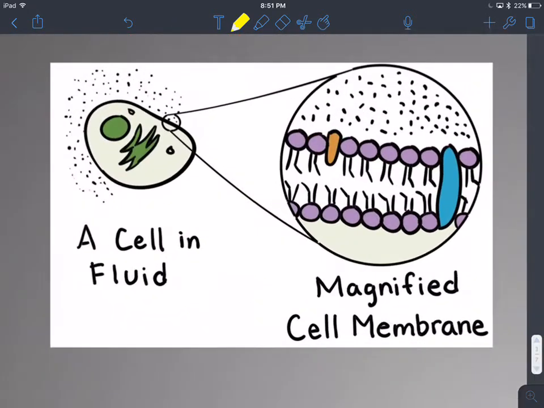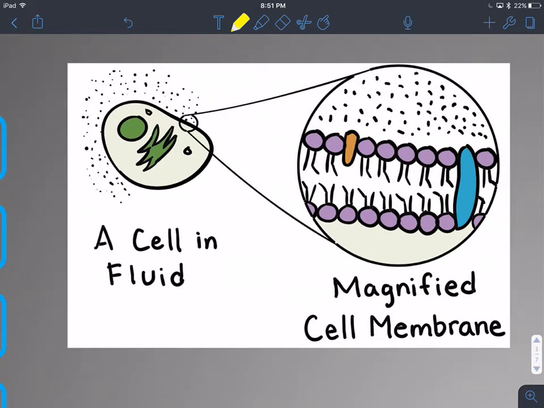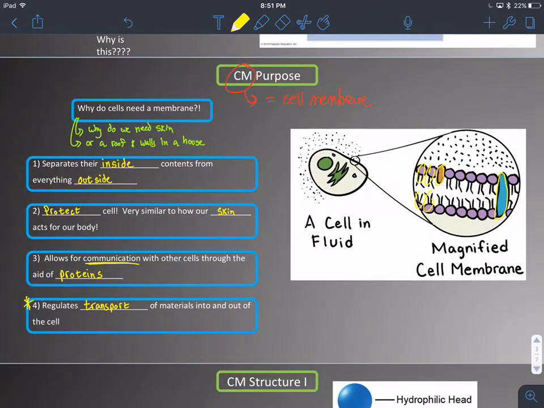So, I thought this was a pretty cool picture. This is just zooming in on a cell, and you can see that aside from the lipids that are here, there's actually some other things going on. And this is what we're going to be learning about in this lecture.